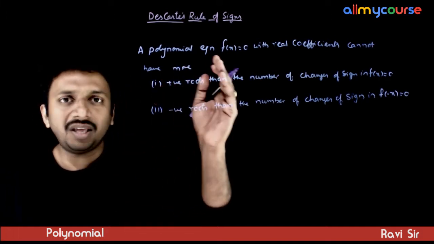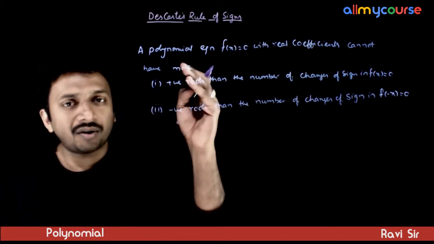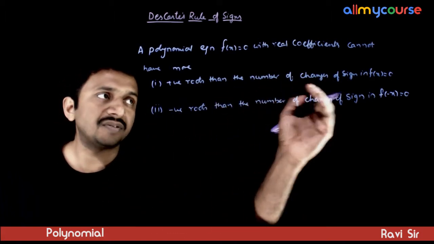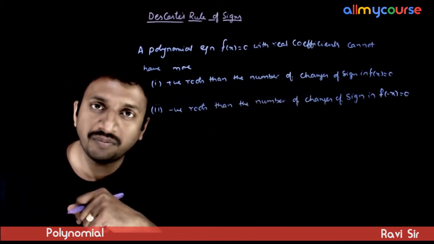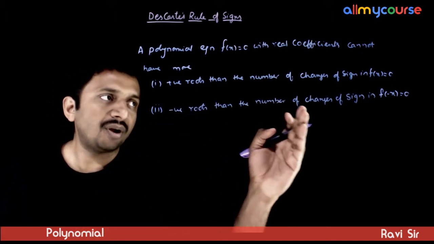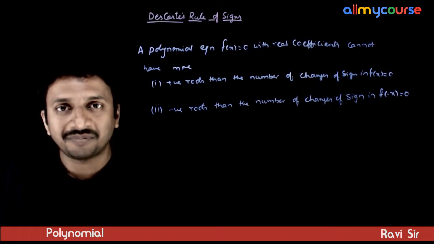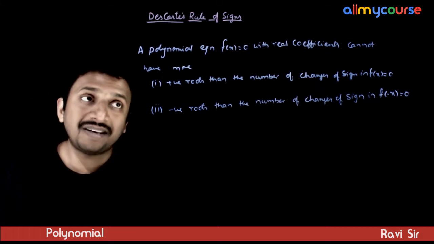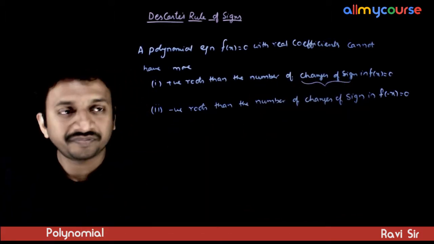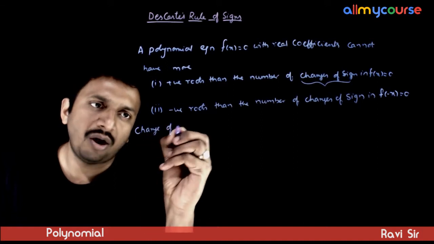So a polynomial equation f of x is equal to 0 with real coefficients cannot have more positive roots than the number of changes of sign in f of x is equal to 0. And they cannot have more negative roots than the number of changes of sign in f of minus x is equal to 0. So let us first see what change of sign means. So what is meant by change of sign?